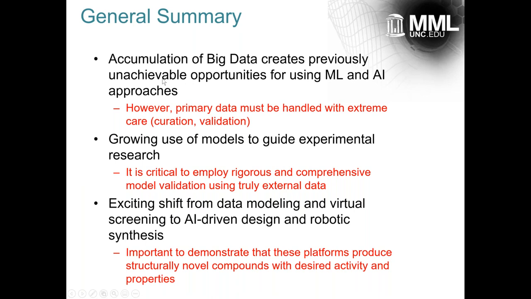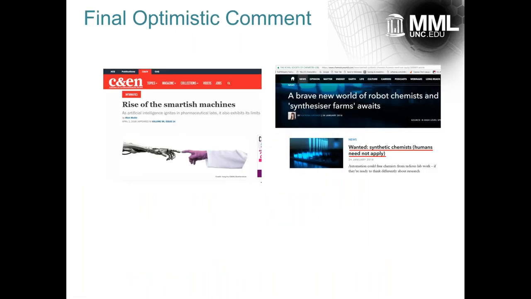So this is my overall summary. We're talking about the use of machine learning for big data analytics in chemistry and material science. The opportunities are tremendous, but I emphasize that especially in big data algorithms, primary data must be handled with extreme care. So curation and validation is very important. It's critical to validate models using truly external data, ideally in a blind experiment. And as to the ongoing trends in chemical and material science, we should see an increasing and exciting shift from past data modeling and virtual screening, separated from experimental confirmation, to integrated systems where methods drive the design and robotic synthesis through specialized platforms. So with that, I will finish.